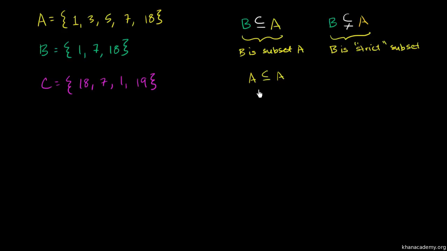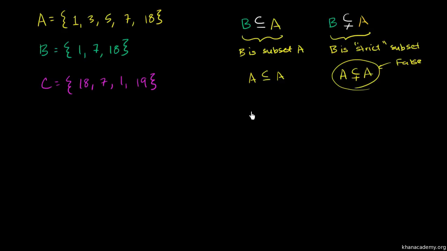So for example, we can write that A is a subset of A. In fact, every set is a subset of itself because every one of its members is a member of A. We cannot write that A is a strict subset of A. This right over here is false.